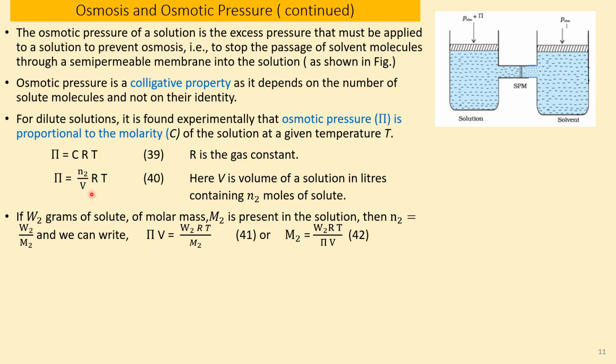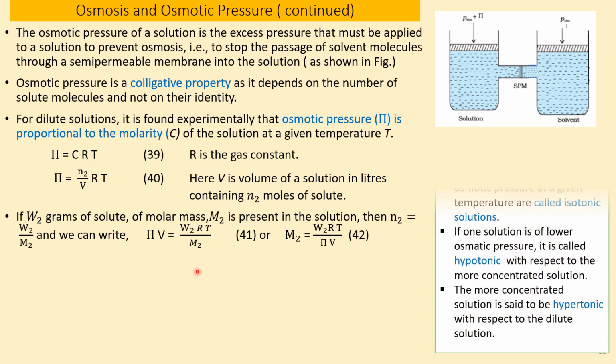And we can write equation 40 as pi into V, cross multiplying, equals W2 into RT divided by M2, or M2 equals W2 RT divided by pi into V. Let it be equation 42.